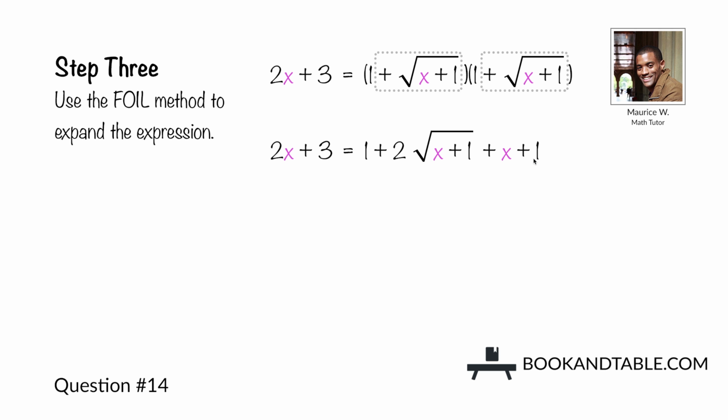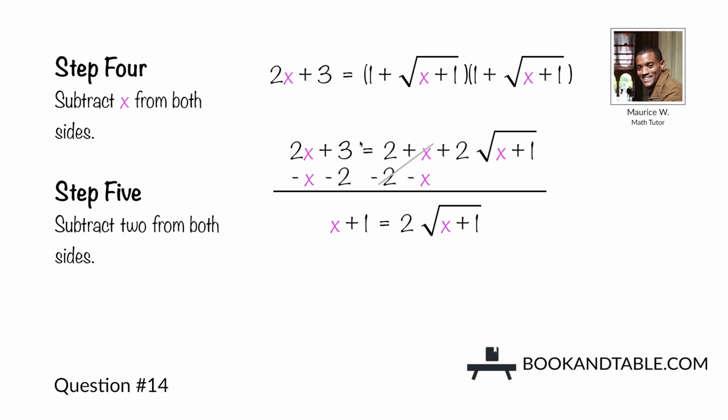Now we want to isolate this second radical, so we move our constants, 1 and 1, which are 2. Move 2 over, and we move x over, our variable. So 2x minus x is x. 3 minus 2 is 1. So we wind up with x plus 1 is equal to 2 radical x plus 1.